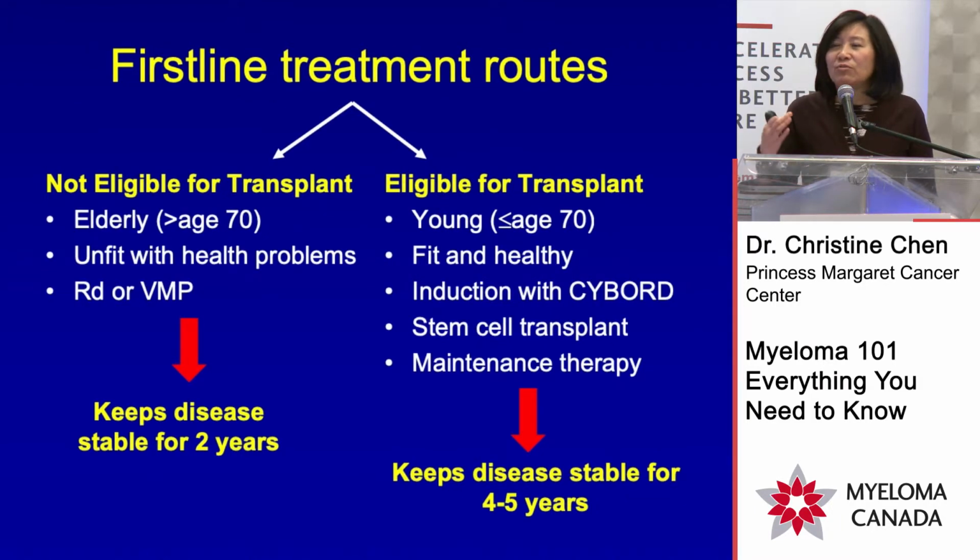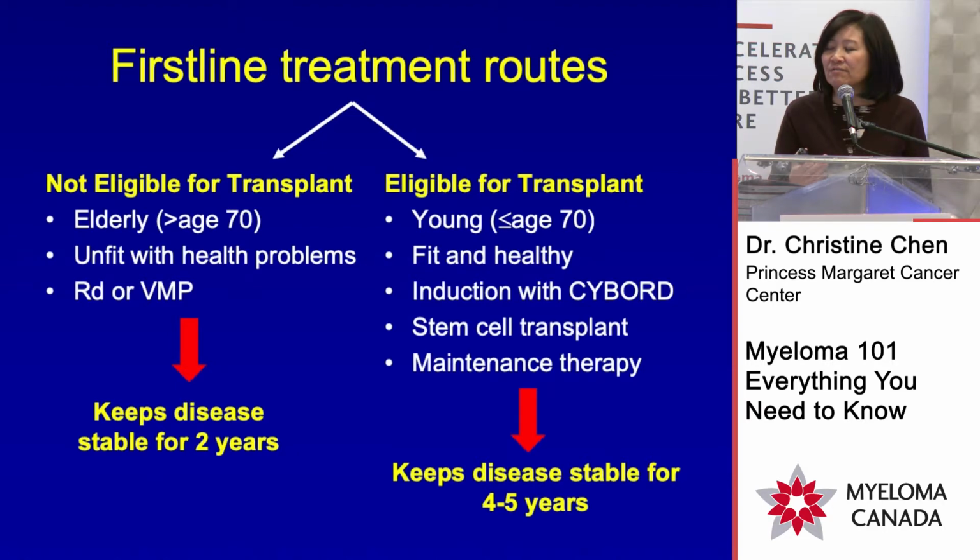So when we first see a patient, we decide they need treatment. They're symptomatic. What do we do? Our first decision point is: is this patient someone we would move to transplant or not? Those patients not eligible on the left generally are those who are older. Many centers will use a cutoff of about 70, but it varies from center to center.